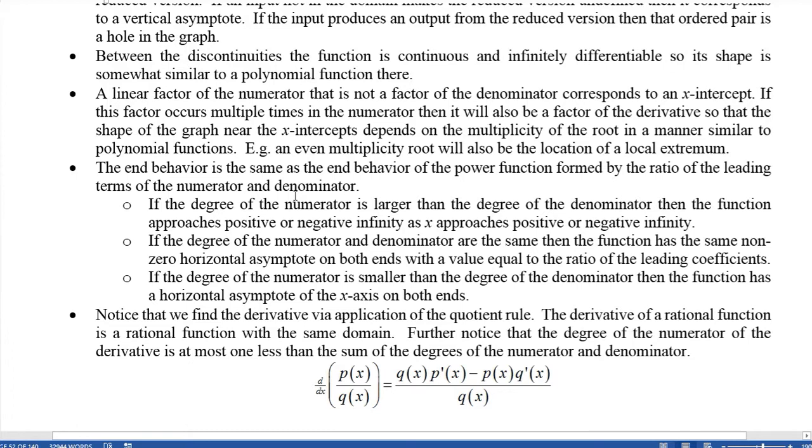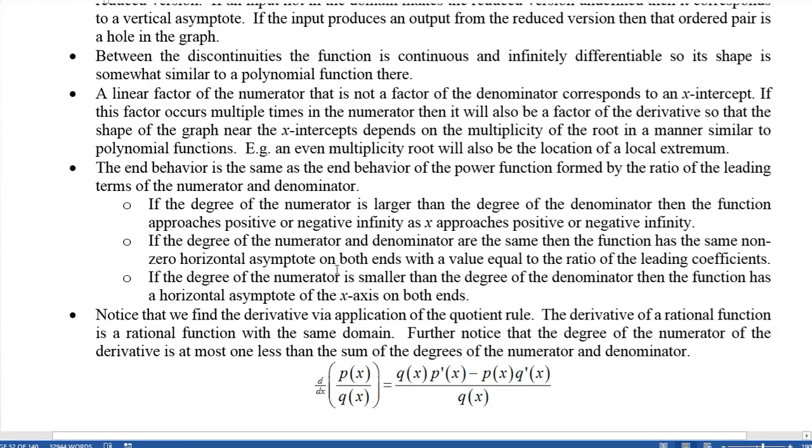And that's when you look at the numerator. The end behavior is the same as the end behavior of the power function formed by the ratio of the leading terms of the numerator and denominator. If the degree of the numerator is larger than the degree of the denominator, then the function approaches positive or negative infinity as x approaches positive or negative infinity. So way out on the right or left sides, it goes on up or on down. The arrow will point either up or down. It goes on forever. No asymptote.